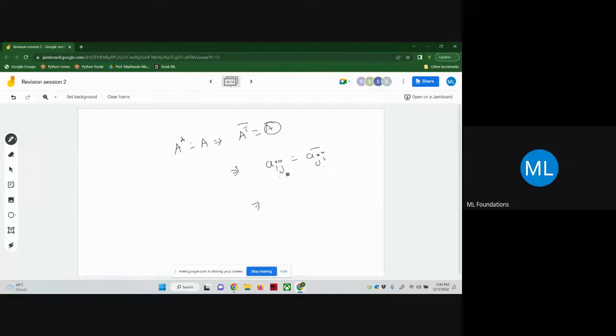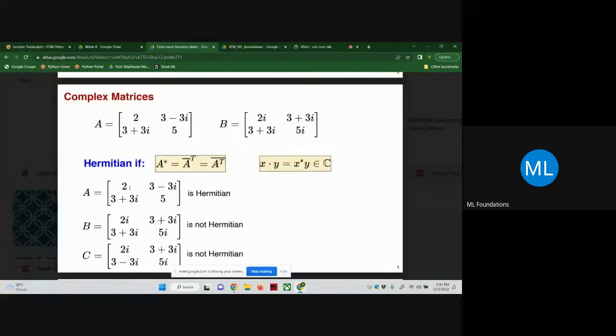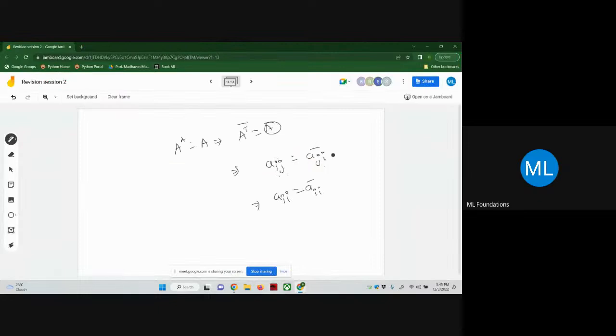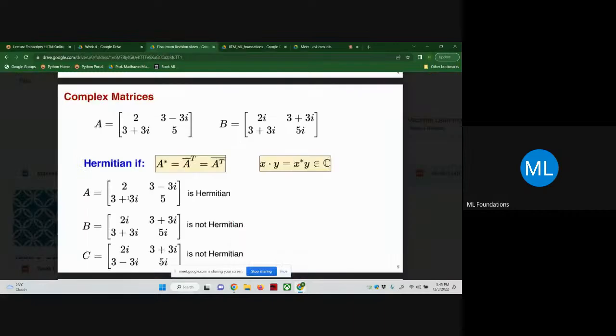So if i equals j, then Aii should be equal to Aii conjugate. If this is true, then we know that Aii is a real number. So for a Hermitian matrix, all the diagonal elements should be real numbers. That's the first rule, and then Aij should be the conjugate of Aji, and Aji should be the conjugate of Aij. Here A12 is the conjugate of A21, and A21 is the conjugate of A12.